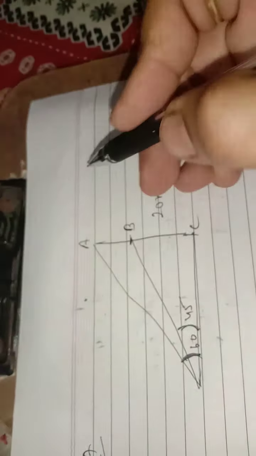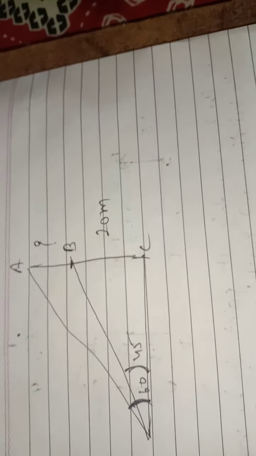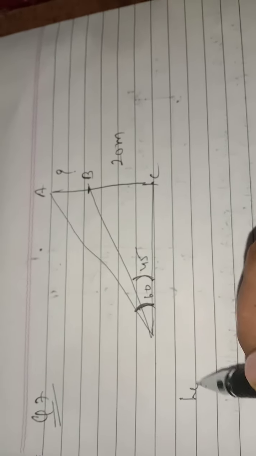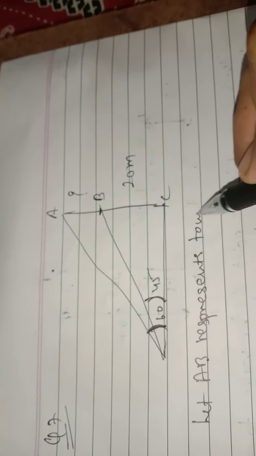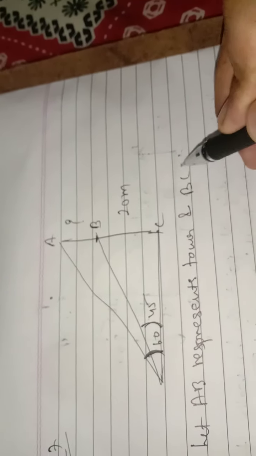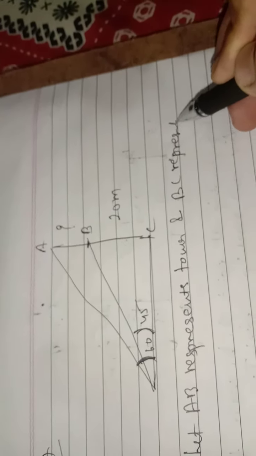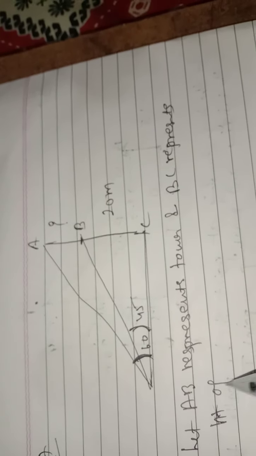What do you have to find? We have to find the value of AB, that is this one. Clear? We have to find the height of the tower. So how to do this? Now we'll start that. Let AB represent the tower and BC represent the height of the building.